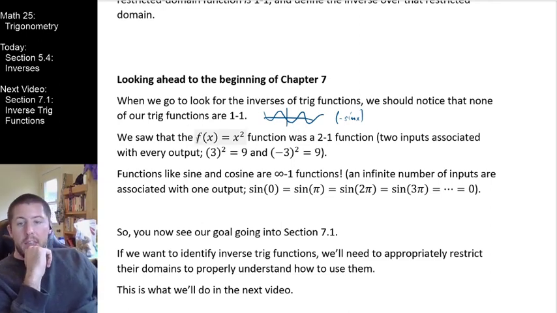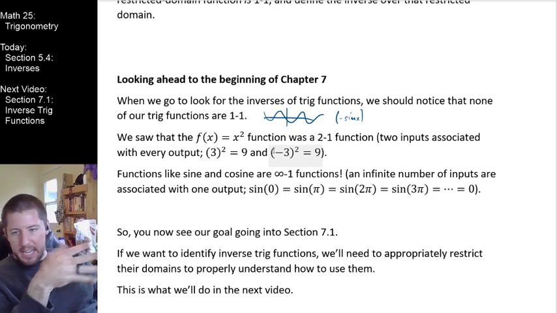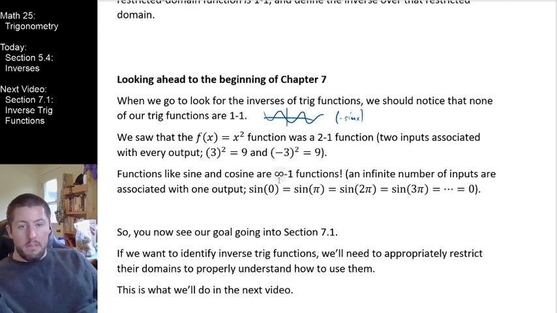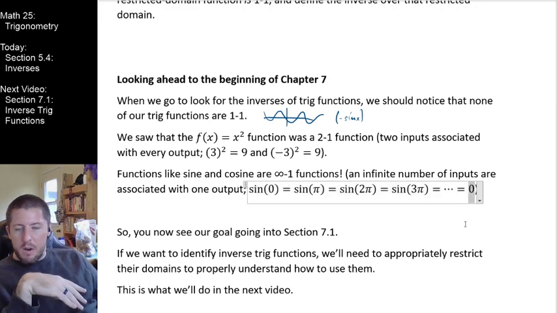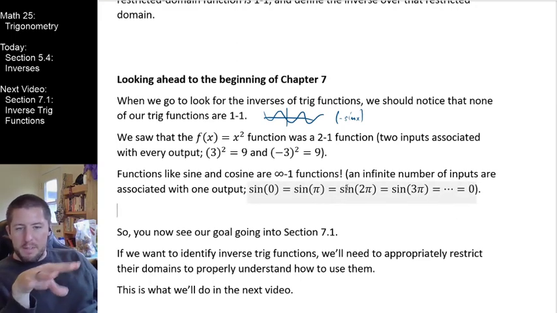So we saw that f of x equals x squared, a function, was a 2 to 1 function. 2 inputs to go with every output. 3 squared was 9 and negative 3 squared was 9. That's fine for it being a function, but its inverse wasn't. Functions like sine and cosine are infinity to 1 functions. An infinite number of inputs are tied to each output. Sine of 0, sine of pi, sine of 2 pi, sine of 3 pi. All those inputs are going to give you the output of 0. There's an infinite number of different inputs I can give, all the pi k's.